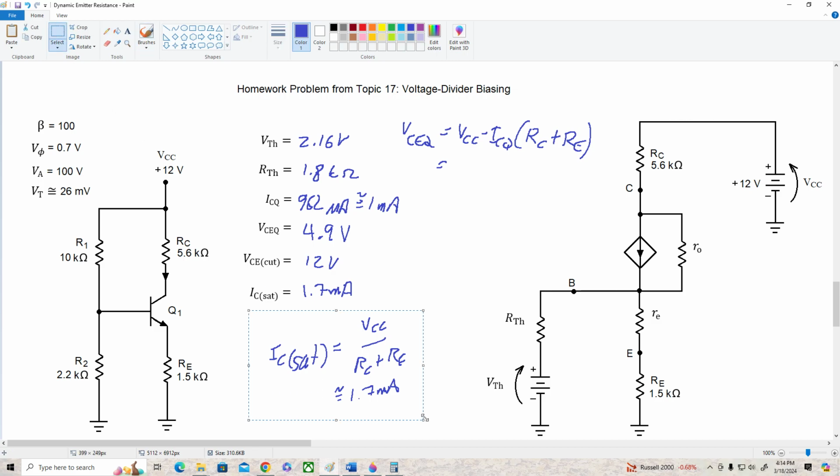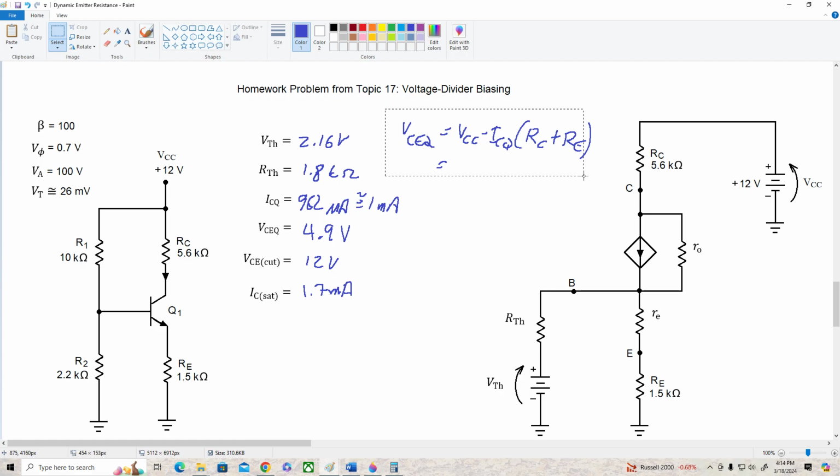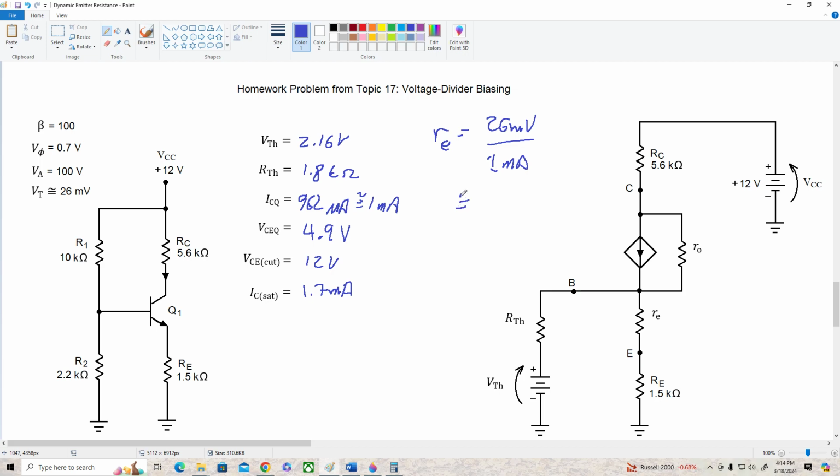Now let's go over and finish up by determining little re and little r sub o. Little re is equal to 26 millivolts over ICQ, which is about 1 milliamp. So little re is about 26 ohms for this circuit.